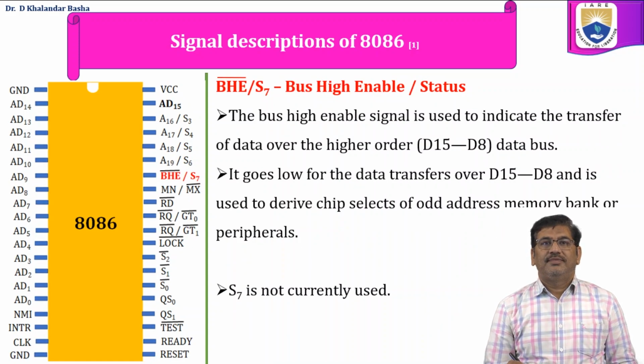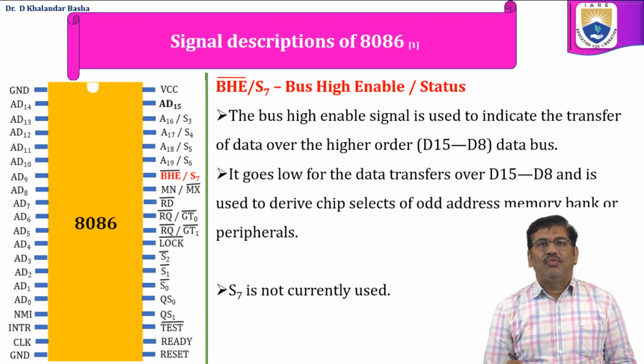The next signal is BHE bar, S7. BHE stands for bus high enable. S7 is one more status signal. This is an active low signal, as BHE bar is given with a complement symbol. The bus high enable signal is used to indicate the transfer of data over the higher order data bus, that is on the bit lines D8 to D15 on AD15 to AD8.